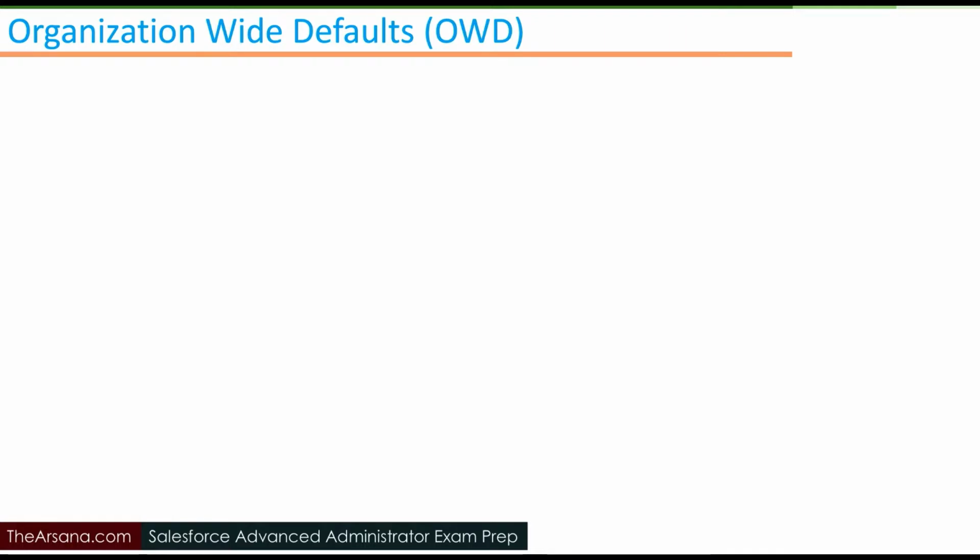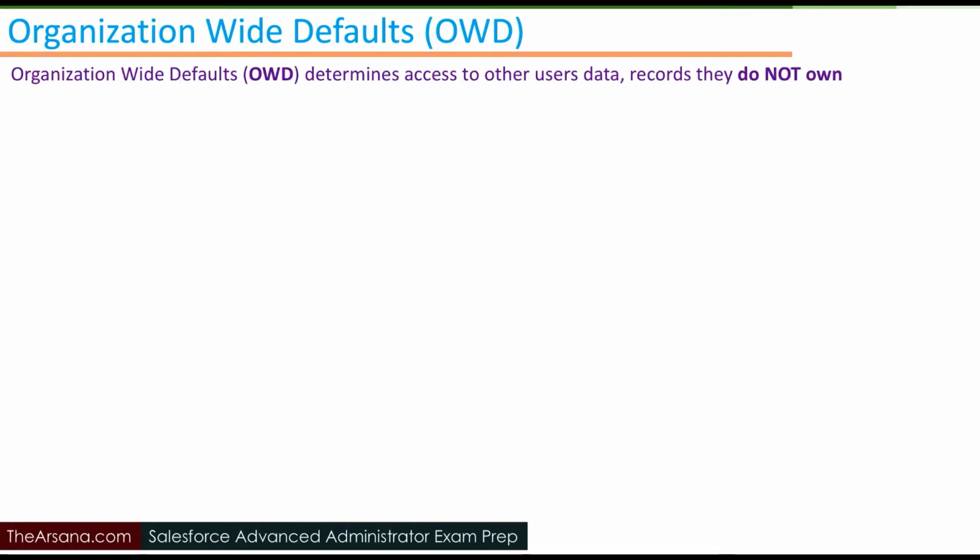Organization-wide defaults. Organization-wide defaults define the default record level sharing for objects. All profiles get at least the privileges defined in organization-wide defaults. So organization-wide defaults determine access to other users' data records they do not own. Organization-wide settings do not grant more access than the object access granted in the user's profile.